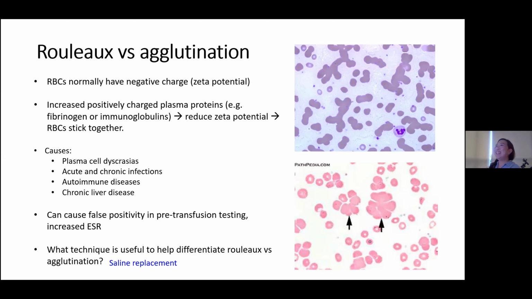So saline replacement is a useful technique because it can dissociate rouleau formation by dilution of the red cells, whereas true red cell agglutination will persist despite saline dilution.